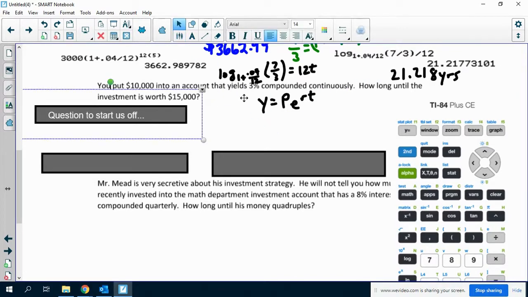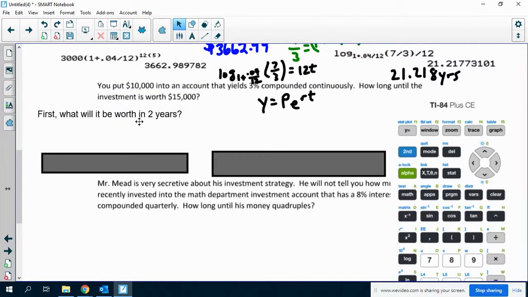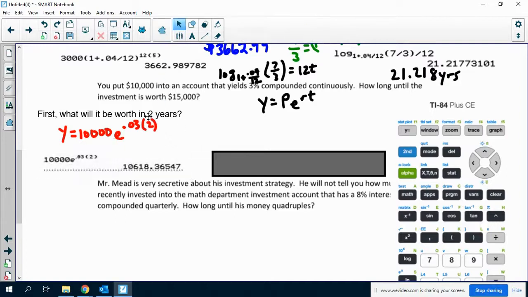Well, just a quick question before that. What will it be worth in 2 years? That's a pretty easy one. So y equals this initial 10,000, e to the 0.03 times 2 years later. That ends up being $10,618.37. So that's not too bad. I mean, that's a relatively easy question.